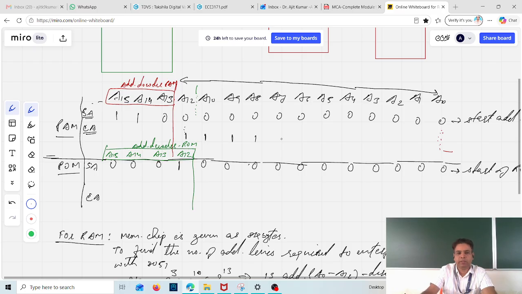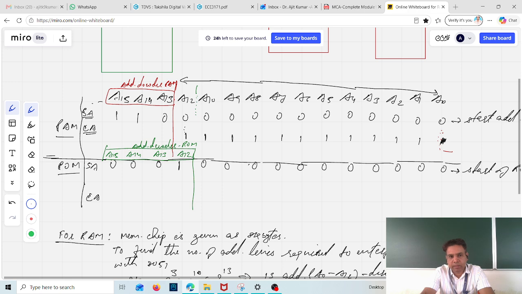So I will write all these as ones, because I know they are going to be directly connected here. And the unutilized address lines will be fixed. That is already given: A15, A14, A13. You recall that these unutilized address lines are not going to change for the starting address as well as the end address.